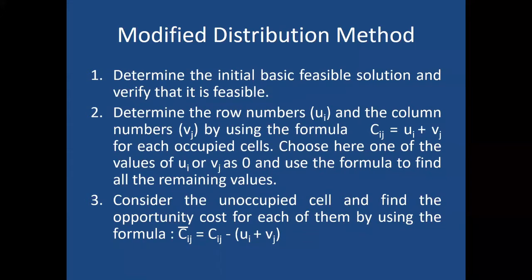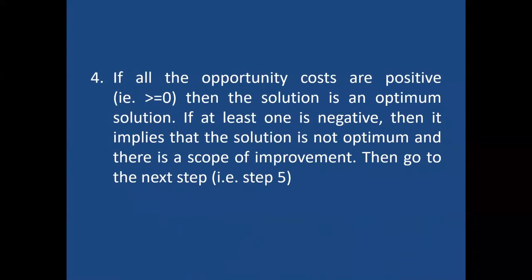Fine. So once we find the value of all the unoccupied cells, that is your Cij bar, we check whether we have any negative values. If all the opportunity costs are positive, as I told you, that means we have arrived at the optimum solution. But if at least one is negative, then it implies that the solution is not the optimum solution and there is scope for improvement.